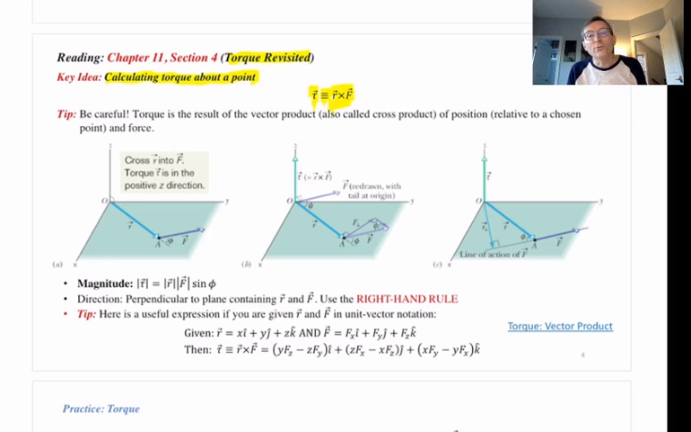But because it includes a vector product of two vectors, R and F, we have to be able to think and visualize three-dimensionally. Okay? All right, so torque is the result of the vector product, so-called the cross product, of position relative to a chosen point and force. So let's go right to pictures, okay? But again, we're going to have to think three-dimensionally. So our pictures are usually going to be 3D.